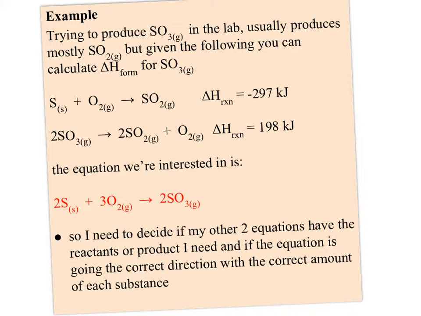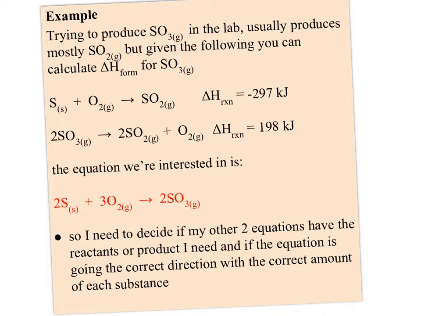So here's an example. Trying to produce sulfur trioxide in the lab usually produces mostly sulfur dioxide, so you don't really get an accurate enthalpy change for that, not for SO3. Instead, you can calculate the heat of formation for sulfur trioxide by using the two equations I've listed here. Sulfur plus oxygen produces sulfur dioxide, whereas sulfur trioxide decomposes into sulfur dioxide plus oxygen.